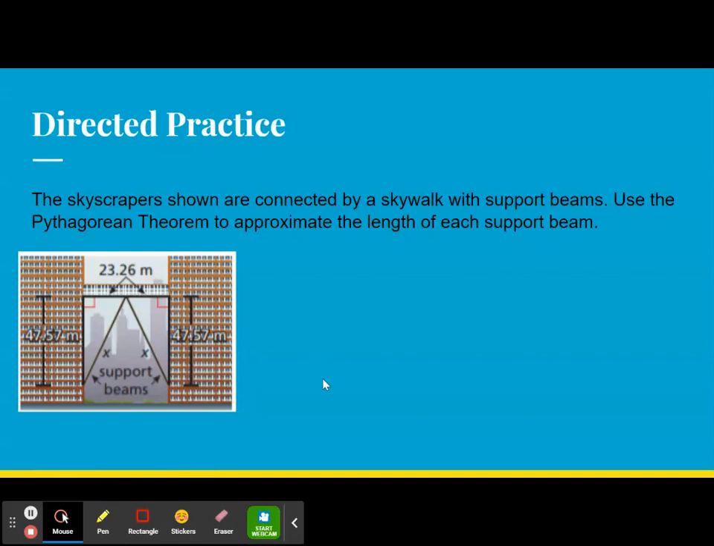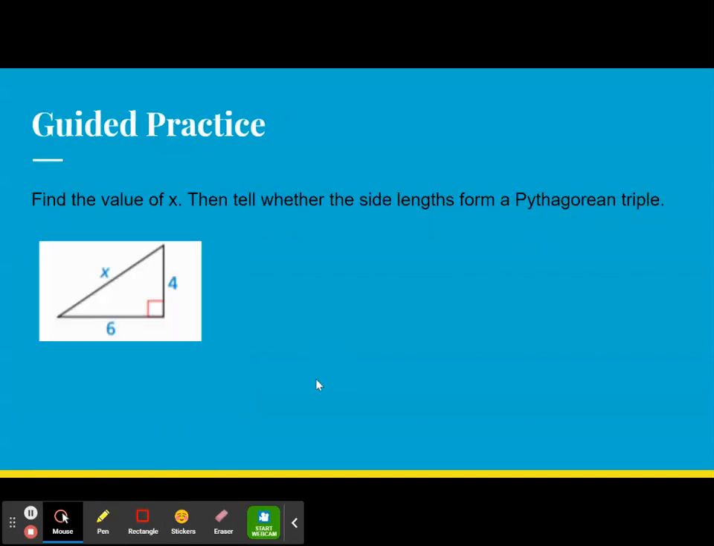All right, let's go ahead and have a seat and get started. You read it. Before you work it out, you need to write the missing sides down. They are x, 4, and 6. And then state whether it's a Pythagorean triple.